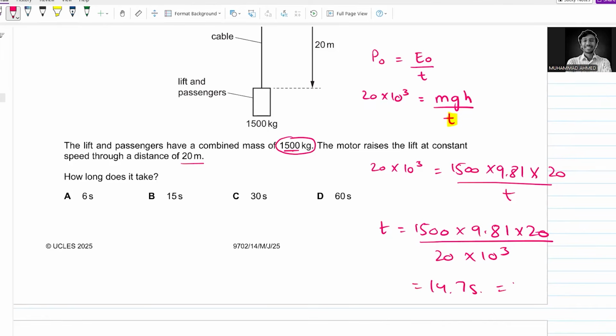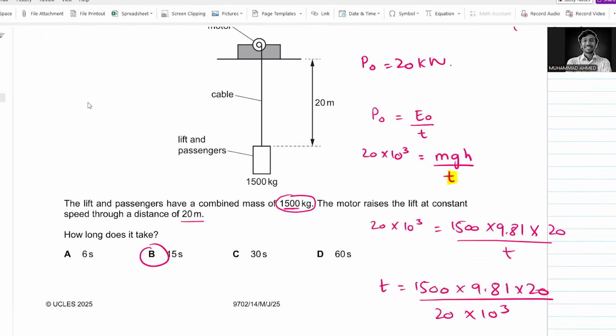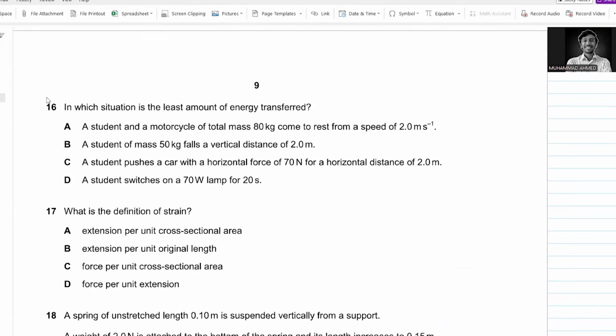14.7 seconds, that is roughly equal to 15 seconds as your answer. B is your answer here. 15 का answer is what? B. आगे बढ़ते हैं चलो.